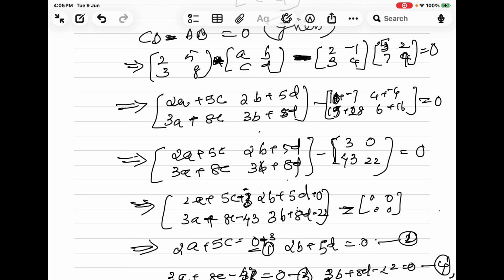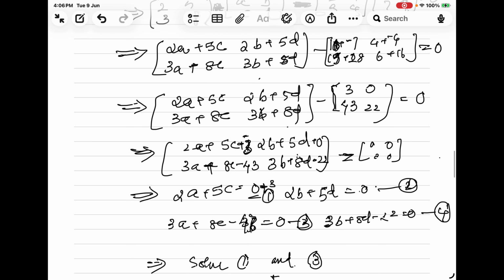Then we subtract these two matrices. Or we can do it like this also: take this to the right side, so 0 plus matrix 3, 0, 43, 22. Then you can equate it. 2a plus 5c minus 3, 2b plus 5d minus 0, 3a plus 8c minus 43, 3b plus 8d minus 22 equals 0, 0, 0, 0.